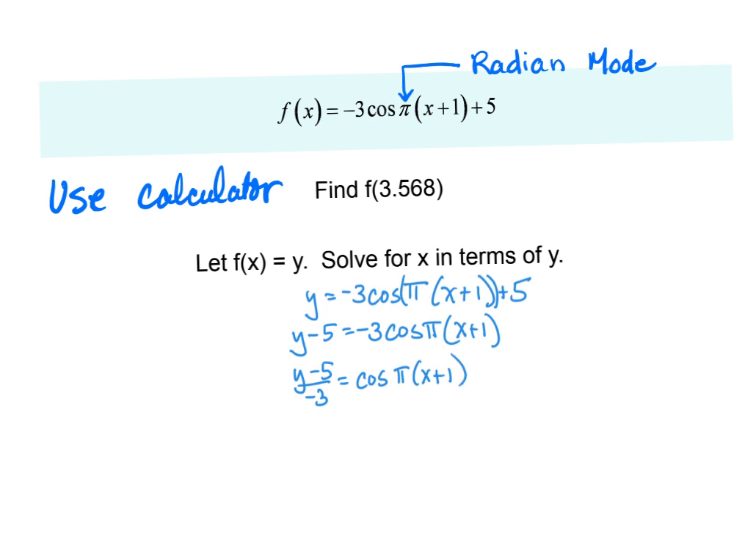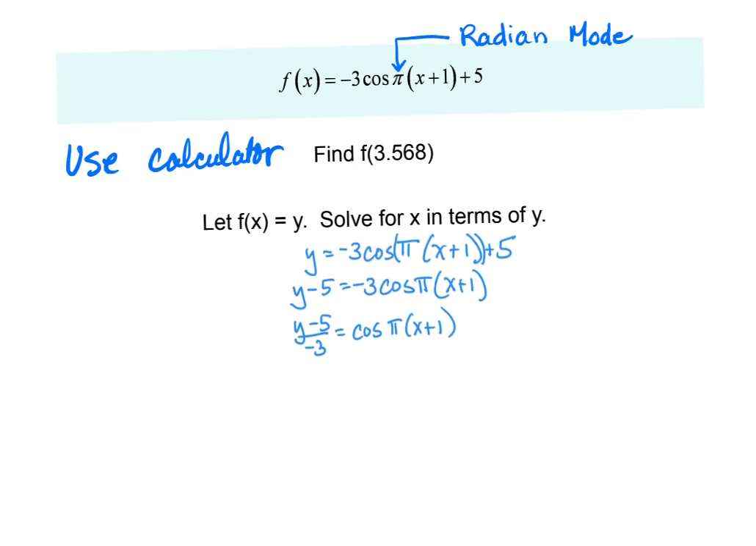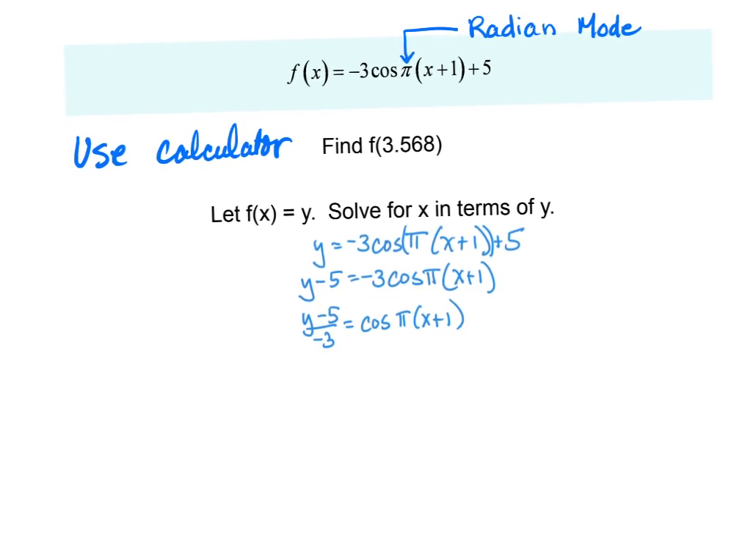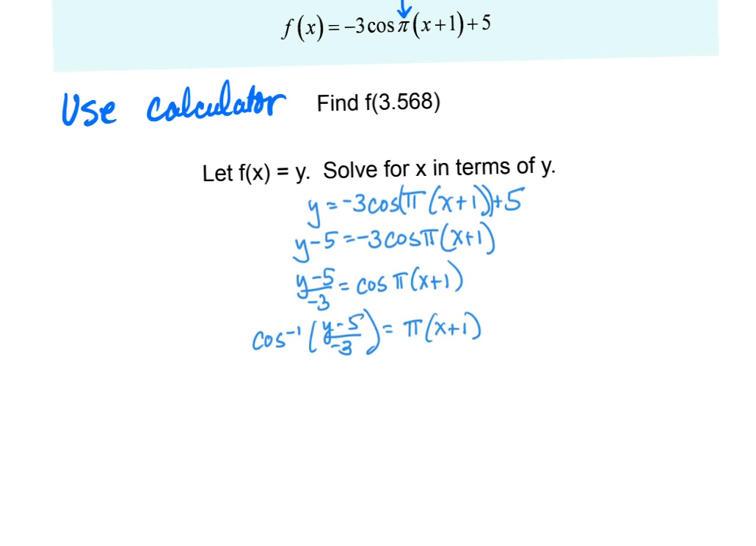Now, the way you undo a cosine is you take the inverse cosine of both sides. So I'll have inverse cosine of y minus 5 over negative 3 equals pi times the quantity x plus 1. So now I am going to divide by pi, or multiply by 1 over pi.